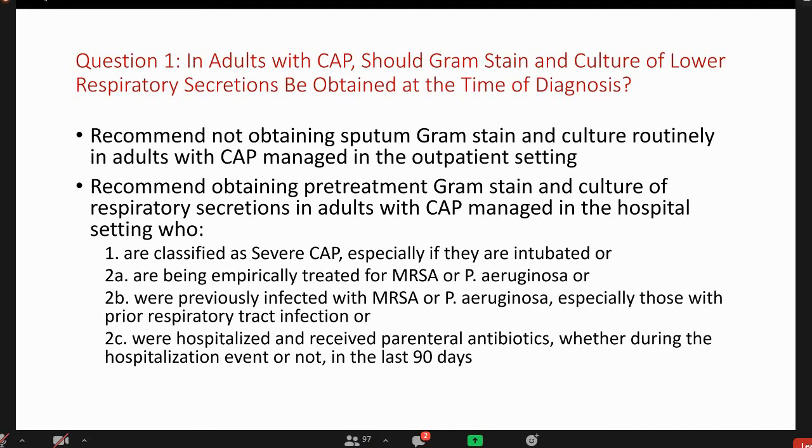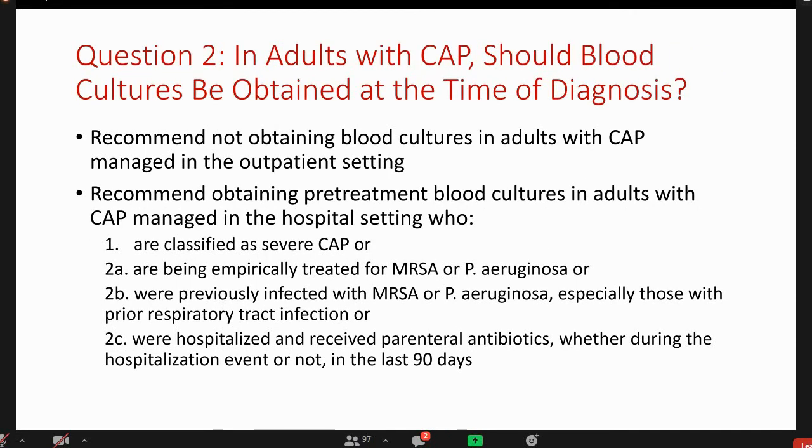Okay. Question 2. In adults with CAP, should blood cultures be obtained at the time of diagnosis? Generally, obtaining blood cultures with CAP should not be done in the outpatient setting. For the inpatient setting, yes, they can be done in these specific exceptions, which are classified as severe CAP, those who are being treated for MRSA or Pseudomonas, or were previously treated for these, or have been receiving antibiotics, especially during the last 90 days.